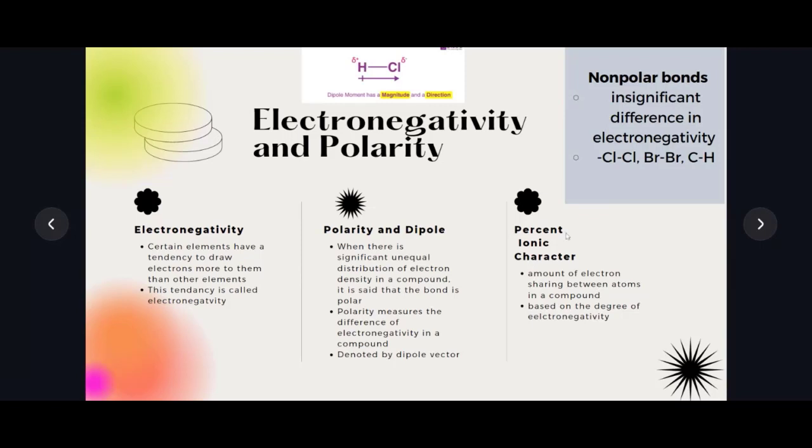We have another measure called percent ionic character, and it's the amount of electron sharing between atoms in a compound, and it's based on the degree of electronegativity. Usually you'll see this in a typical ionic compound where you'll have the electronegative nonmetal and then the not-so-electronegative metal, excuse me, and then they'll have the measurement of percent ionic character.